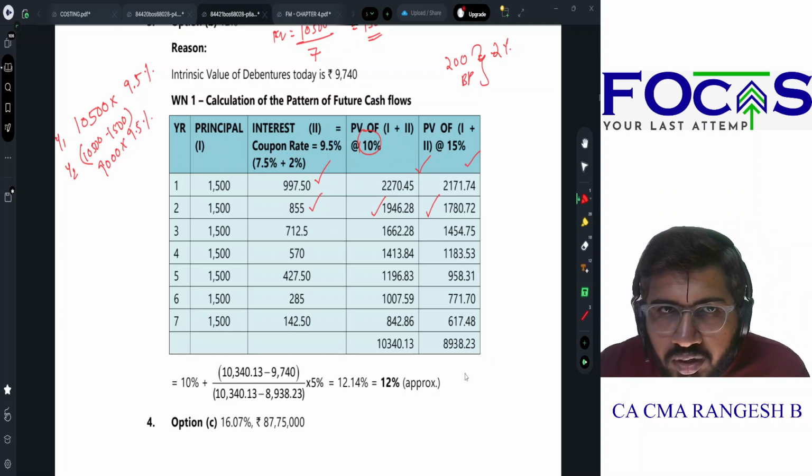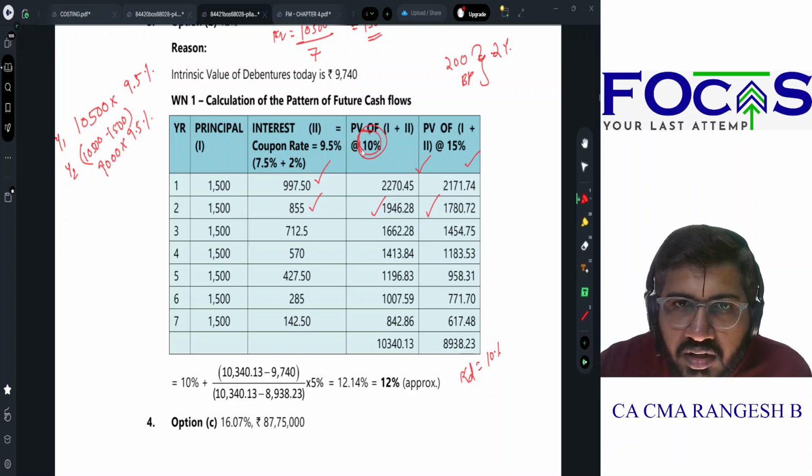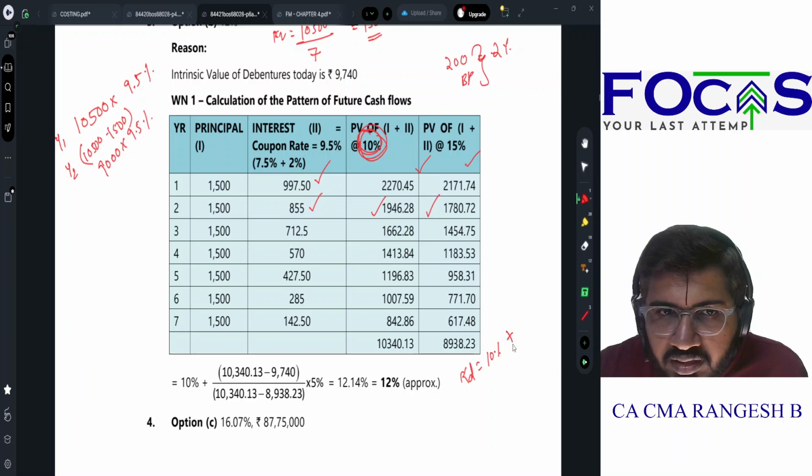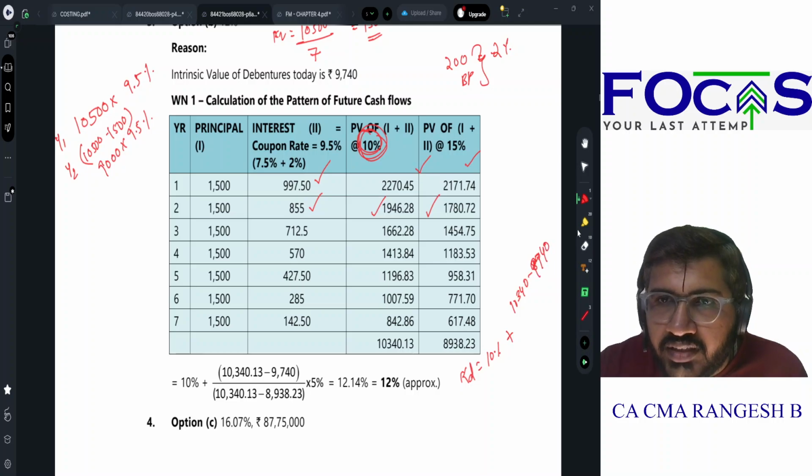So now I should calculate my cost of debt to be 10%, which is my base number, plus 10,340 minus 9,740, which is my intrinsic value.